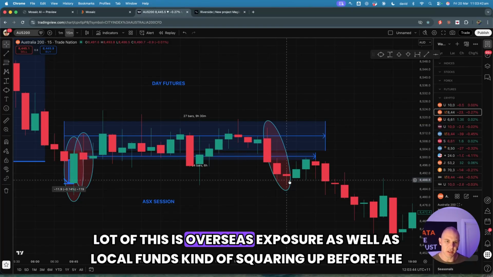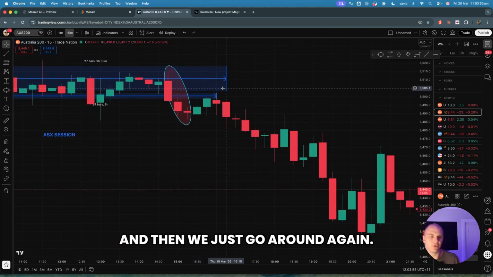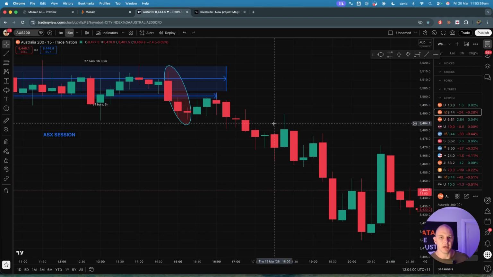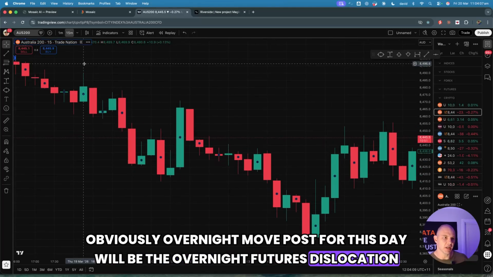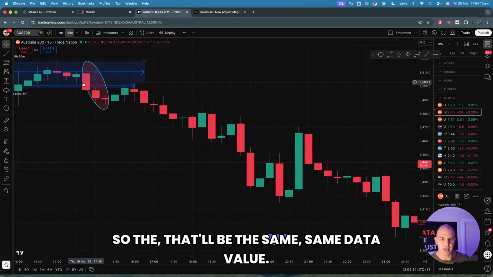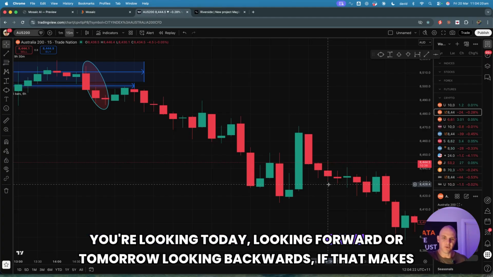A lot of this is overseas exposure as well as local funds kind of squaring up before the close, given what they think is going to happen overnight. And then we just go around again. So then you're looking at overnight move post. Obviously, overnight move post for this day will be the overnight futures dislocation pre for the next day when you're looking at the next day. Okay, so they'll be the same data value, but it just depends which day you're looking at. You're looking today looking forward or tomorrow looking backwards, if that makes sense.